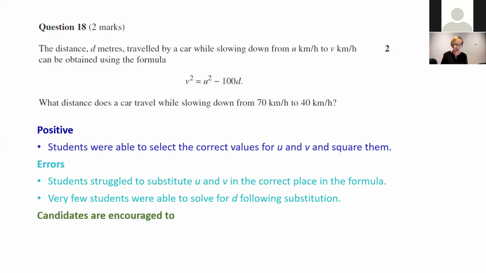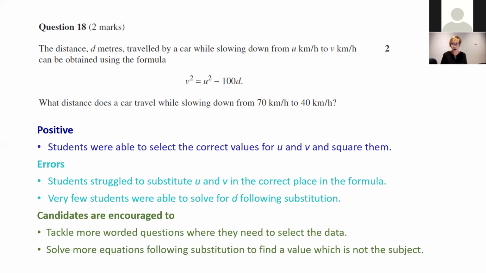Very few students were able to solve for D following the substitution, which really looks at order of operations. Common errors were doing 1600 minus 100 rather than doing the subtraction of 16, or whatever other order of operations or equation solving they needed to do. So we want to encourage students to tackle more worded questions where they need to select the data, and solve more equations following substitution to find a value which is not already the subject. That rearrangement following substitution is what they need to work on.